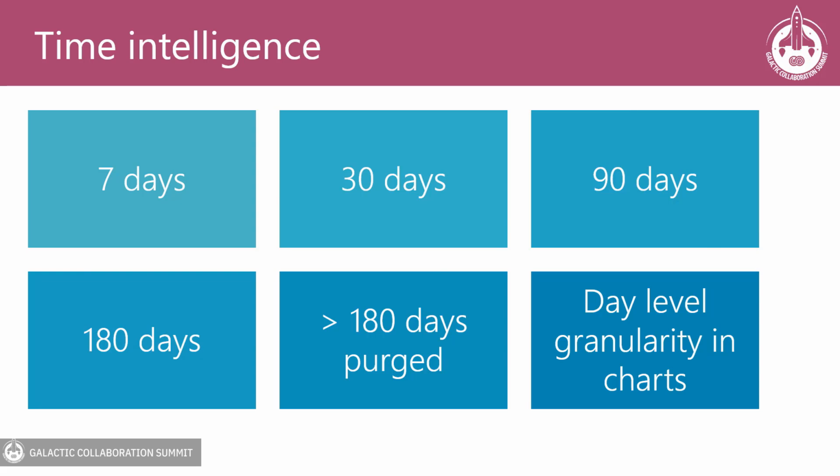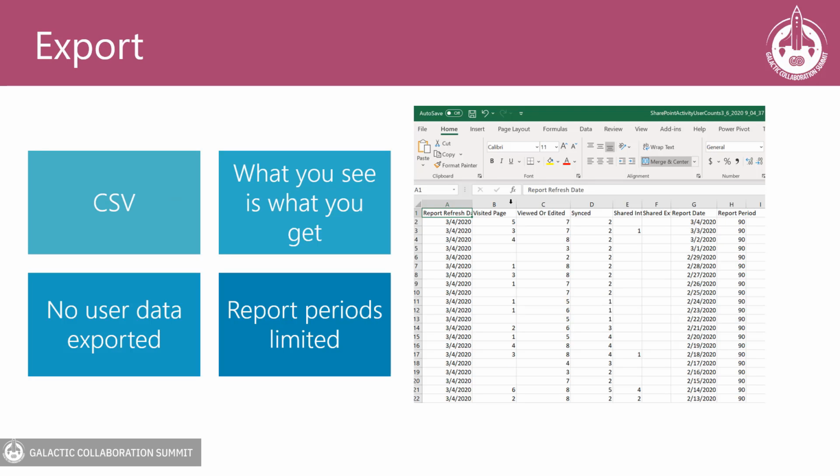You can, however, from the Admin Center export data, and when you export it, you're going to get a CSV file back from the system. And it's going to be exactly what you saw in that table, minus user data. So you can see the example here on the screen. We've got a number of dates, and each one of those represents a user, each row of data, but we don't know who that user is. And the number of report periods you get are limited to the periods that are available in the dashboard.